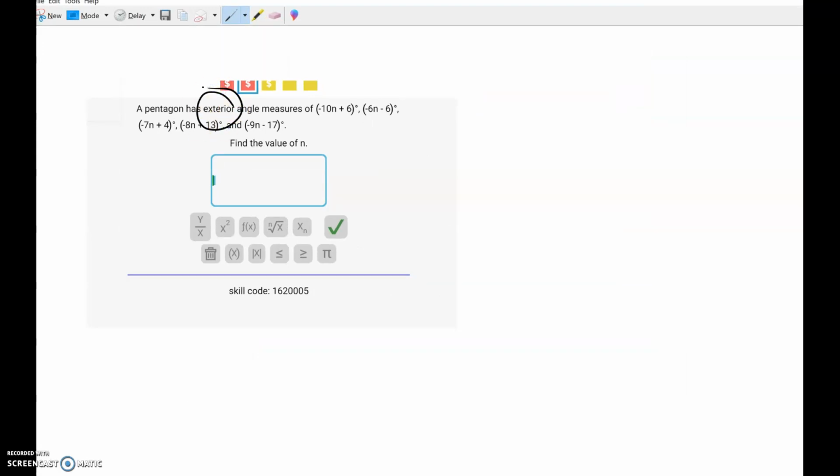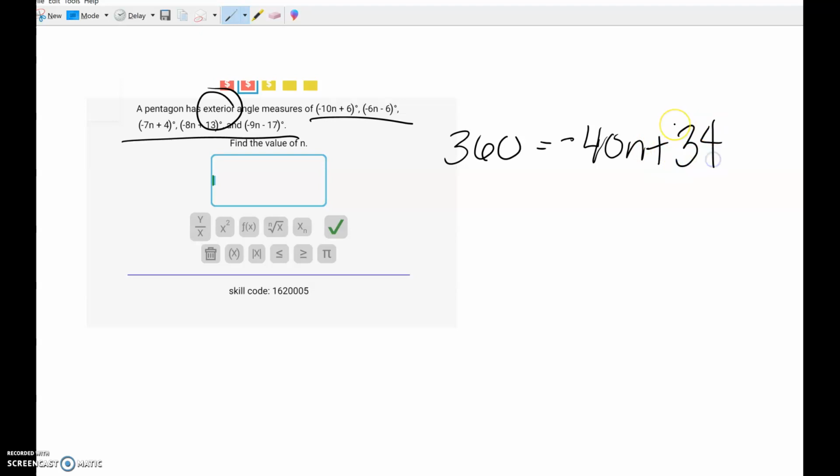Here's another one we have not encountered. Exterior, so exterior is 360. So we want to add all of these up and set them equal to 360. So I'm just going to add up all of the numbers that are in front of our n. So like -10, -6, -7, -8, -9. So we get -40n, and then 6 and 6 cancel out. So I'm left with 4, 13, and 17. And those are all positive. Okay. So we're just going to solve this.